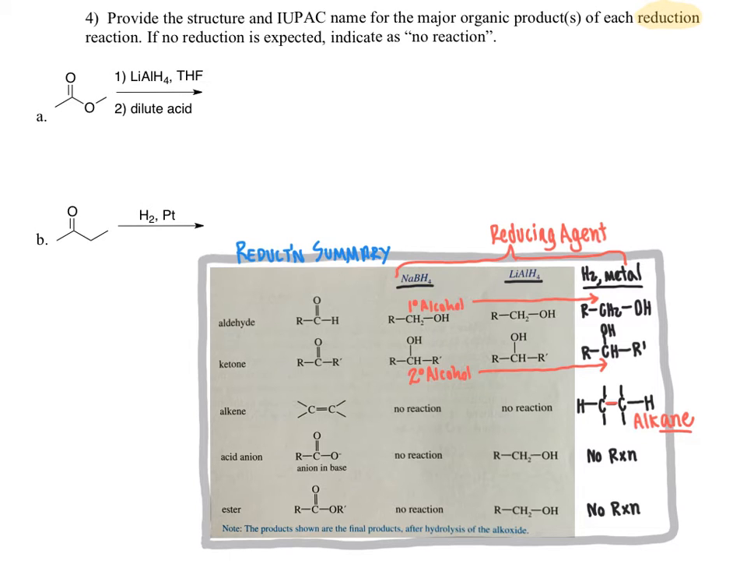So anytime you have acid anion or carboxylic acid and you react with lithium aluminum hydride, you're going to get a primary alcohol product. And then no reaction if you have hydrogen gas and a metal catalyst, because the acid anion is a very highly oxidized molecule with the 3 direct bonds to oxygen.